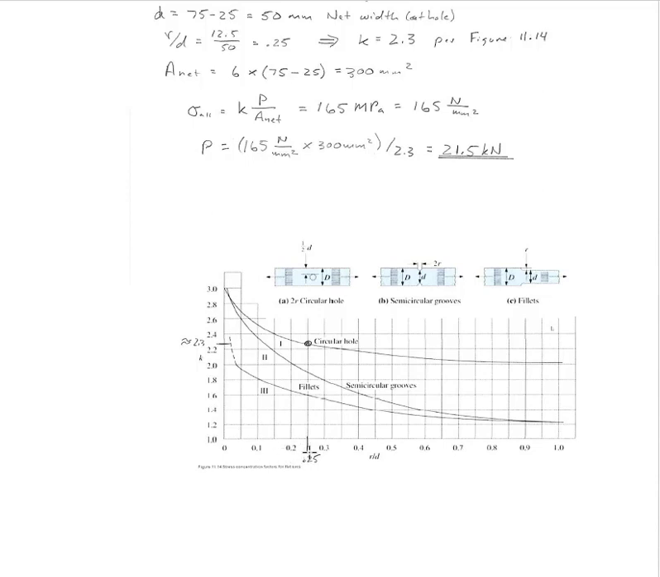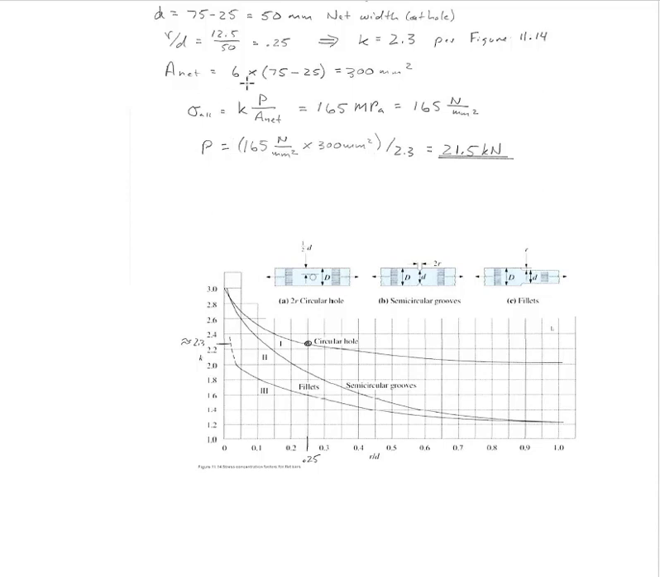0.25, I've got it drawn right here. I'm going to follow 0.25 up until I intersect the line for the circular hole, and then I'm going to read off over here on the y-axis what the K factor is. In this case, it's about 2.3. So that's how we read figure 11:14.